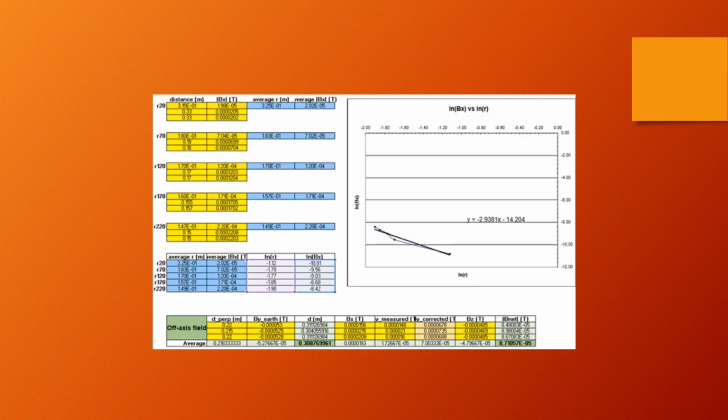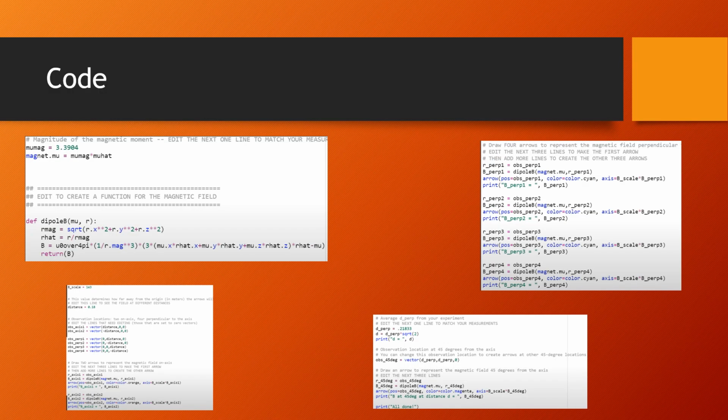And then here is a graph of how I calculated using some Excel, basically using the off-axis field, and right there we have the line as well as the formula for it. And yeah, it's actually a negative slope, which is good, which means we have an inversely proportional relationship. And right here is my GlowScript code for everything.